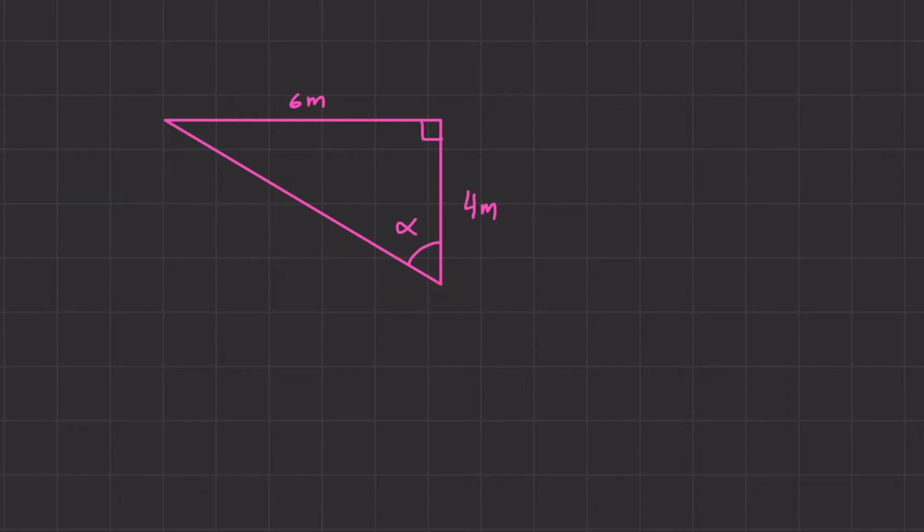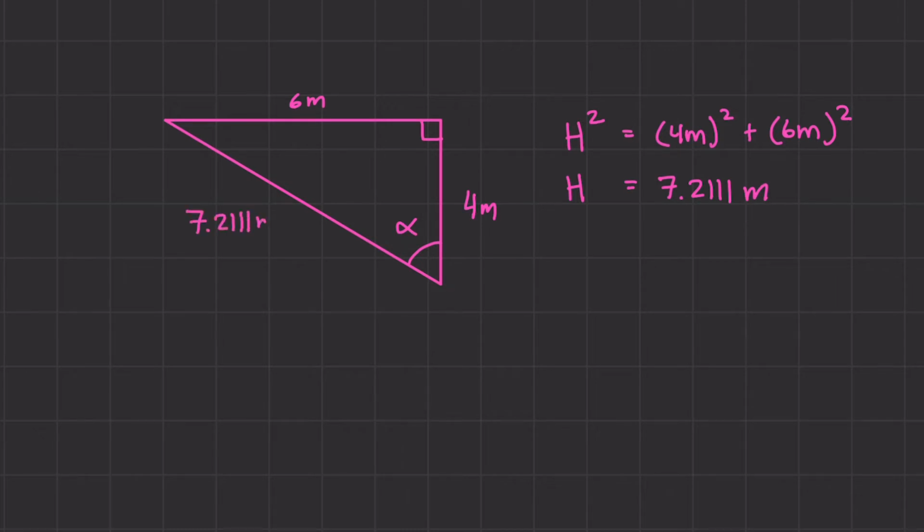And then once we know that, we can figure out the sine and the cosine values respectively. So let's go ahead and do that. Let's first say that the hypotenuse squared is equal to 4 meters squared plus 6 meters squared. And if I solve this out, I get an h value, the hypotenuse, of about 7.211 meters. So now that I know what this hypotenuse is, which is 7.2111 meters, I can now do the sine of alpha and the cosine of alpha.